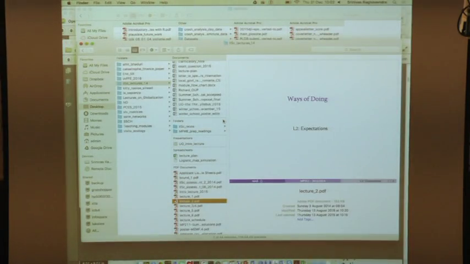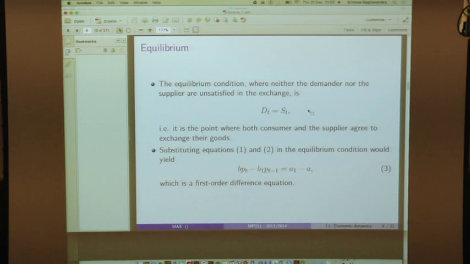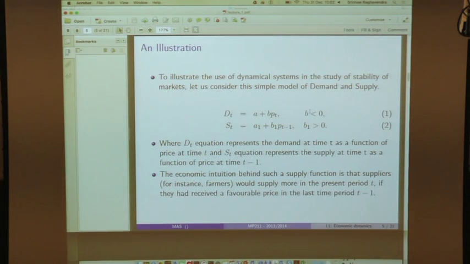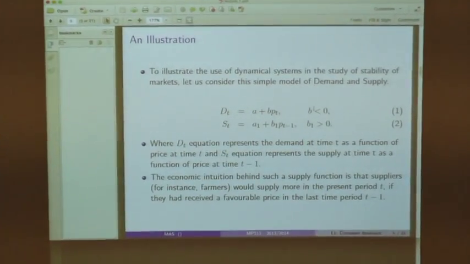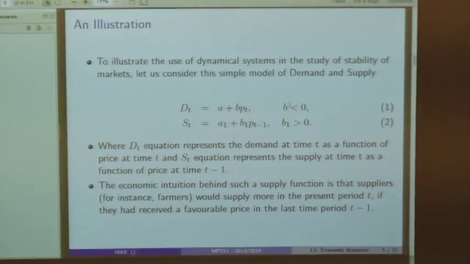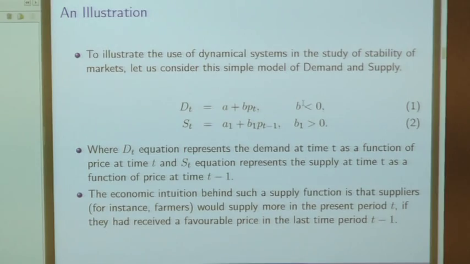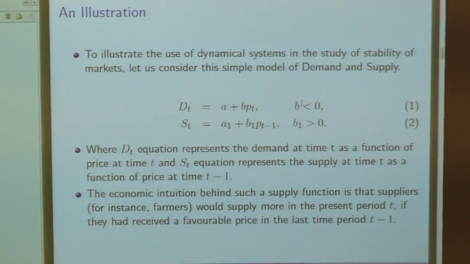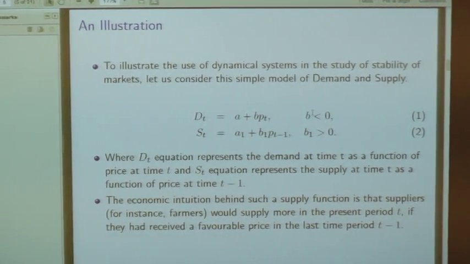So think of market dynamics in a simple way, in terms of time. The quantity demanded of any product is a function of the current price, P_t. This is the so-called law of demand. As b is negative there, when the price is very high, the quantity demanded is low, and when the price is low, the quantity demanded is high. This is the so-called law of demand.